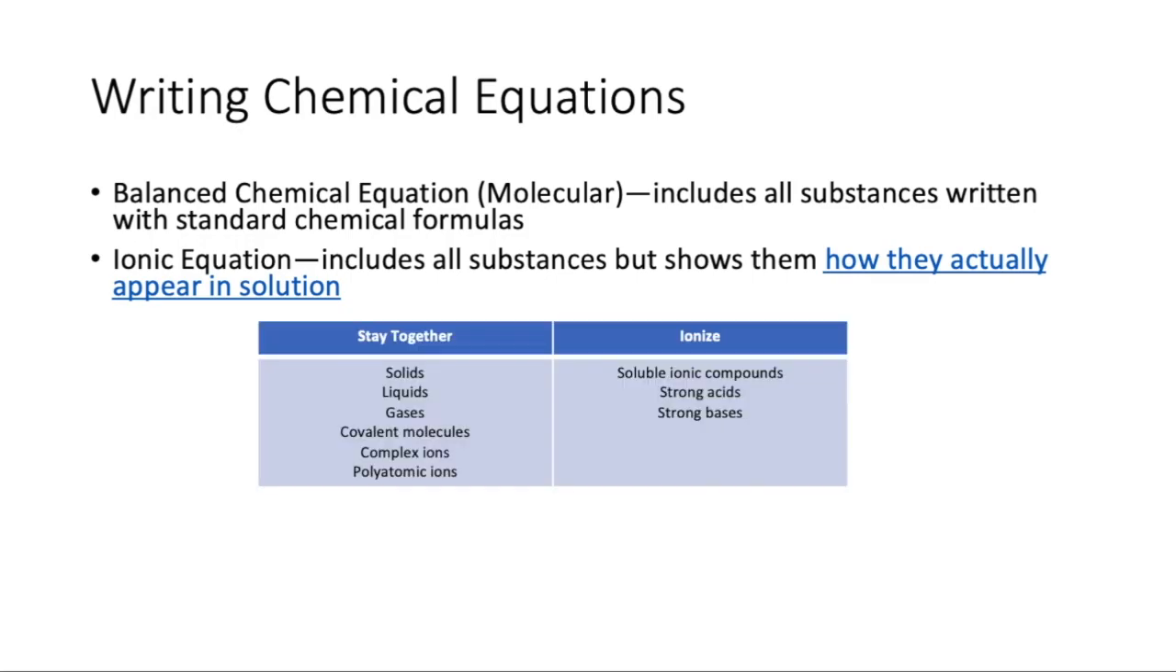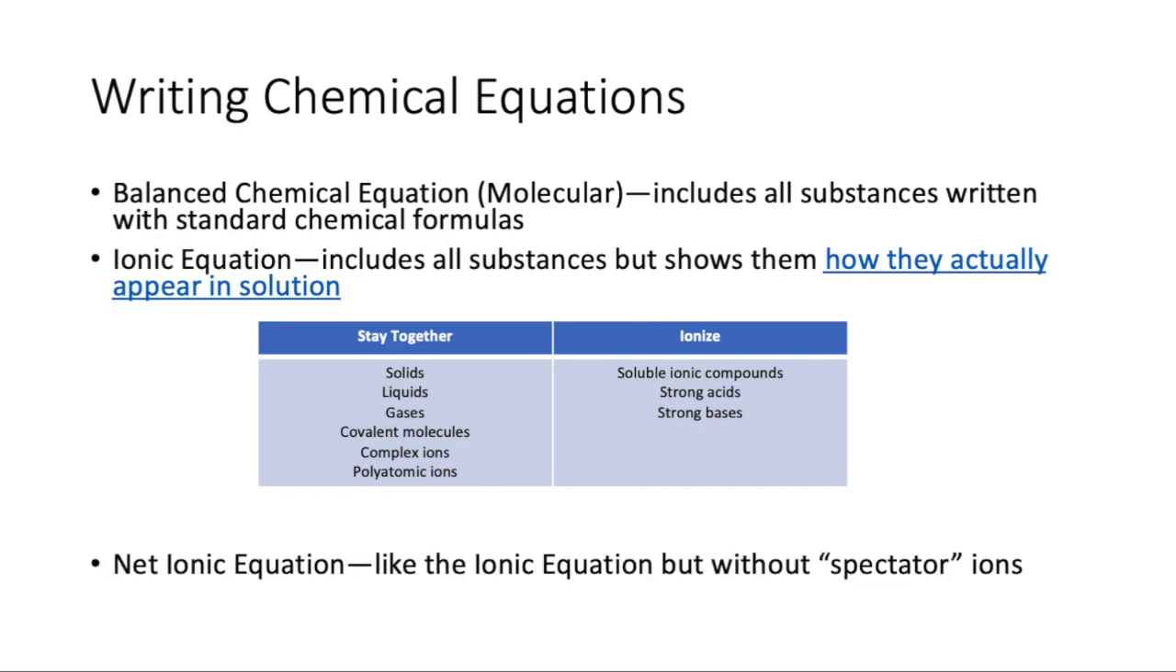For example, if you have an ionic compound or a strong acid or a strong base, we know when it's in solution it's going to ionize and dissociate. So it actually breaks up into separate pieces, and we can represent that in the way that we write the balanced ionic equation. The net ionic equation is just like the ionic equation, but we eliminate the spectator ions, which are not involved in the chemistry.